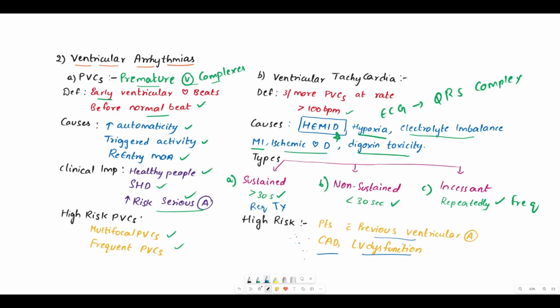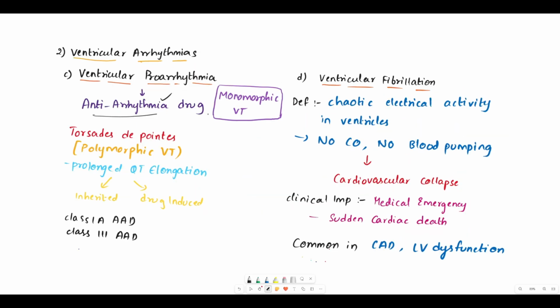So what is ventricular proarrhythmia? In this, an antiarrhythmic drug is responsible for developing a new arrhythmia. That condition is called ventricular proarrhythmia. And here you should also remember one thing: class 1C antiarrhythmic drugs will cause monomorphic ventricular tachycardia.